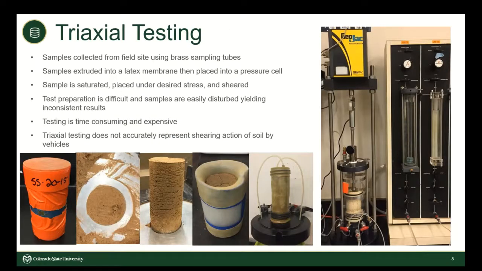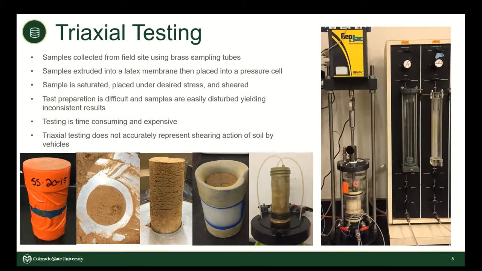Another test that has been considered for vehicle mobility inputs is triaxial testing. It is conducted by collecting an in-situ sample of soil, extruding it in the lab into a latex membrane, making sure that membrane is watertight to the environment, placing a pressure cell around the membrane. So this is the soil with the latex membrane, and then this is the pressure cell around the latex membrane, both of which are inundated with water.